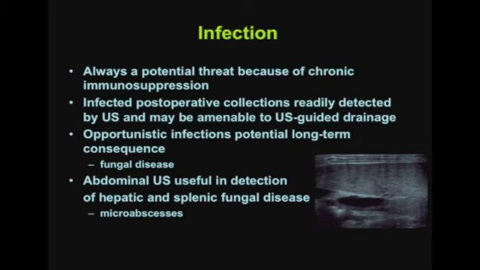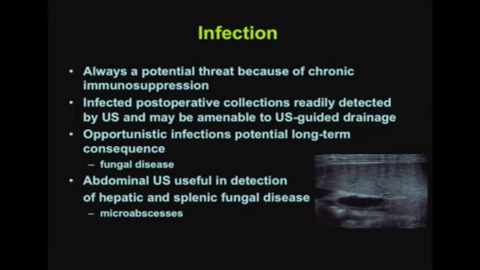Opportunistic infections are always a potential long-term consequence, in particular fungal disease. Abdominal ultrasound can be useful in detection of hepatic and splenic fungal disease. For example, microabscesses can be shown, as we see here, although they're often not demonstrated by ultrasound, and if there's strong clinical suspicion, patients may need to go on to have MRI examination.